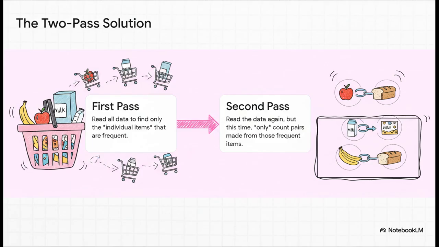It solves this memory problem with this brilliant 2-pass approach. On the first pass, it doesn't even look at pairs. It just reads through all the data to find the individual items that are popular enough to meet our support threshold. This gives us a much, much smaller list. Then, on the second pass, it only bothers to count pairs that can be made from that short list of frequent items it already found.